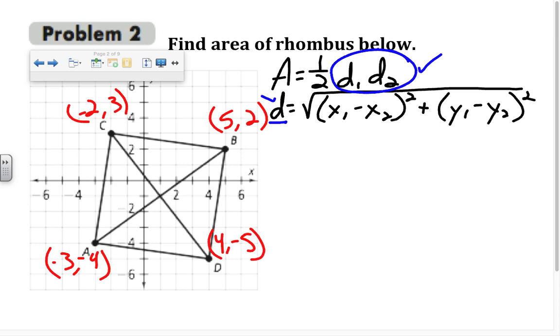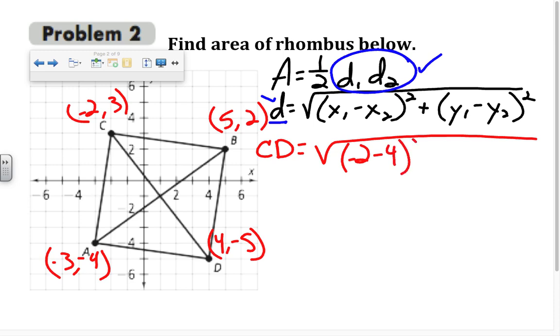Okay. So, CD, gosh, that's a lot of D's. Square root. Subtract my x's. -2 minus 4, squared, plus subtract my y's. 3 minus -5, squared. And clean it up.